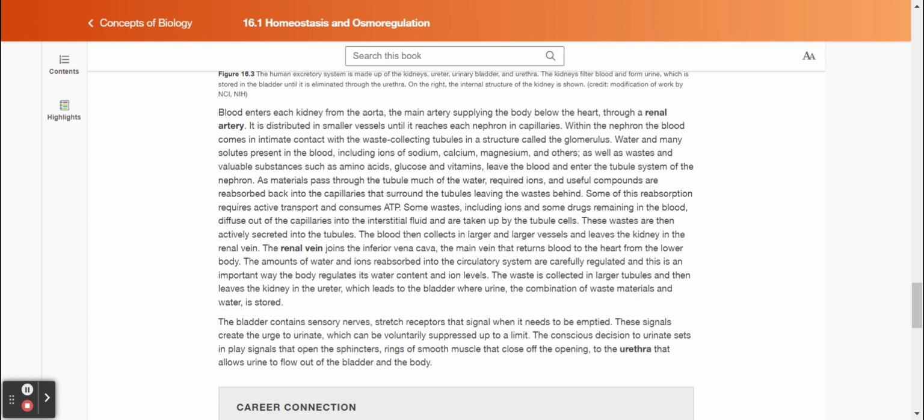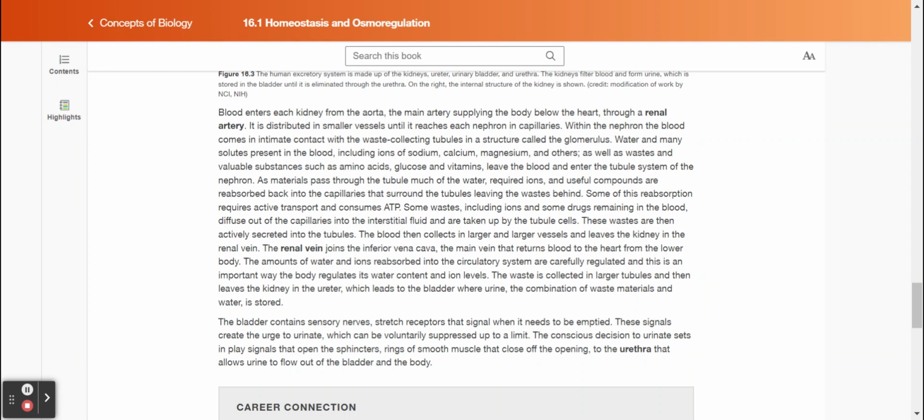The blood then collects in larger and larger vessels and leaves the kidney in the renal vein. The renal vein joins the inferior vena cava, the main vein that returns blood to the heart from the lower body. The amounts of water and ions reabsorbed into the circulatory system are carefully regulated, and this is an important way the body regulates its water content and ion levels. The waste is collected in larger tubules and then leaves the kidney in the ureter, which leads to the bladder, where urine, the combination of waste materials and water, is stored.